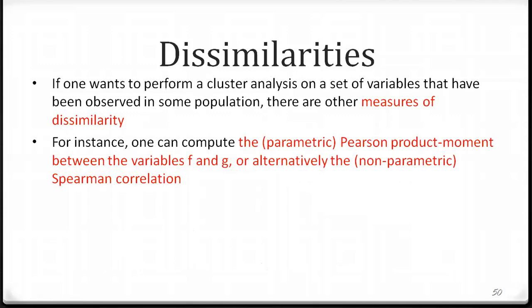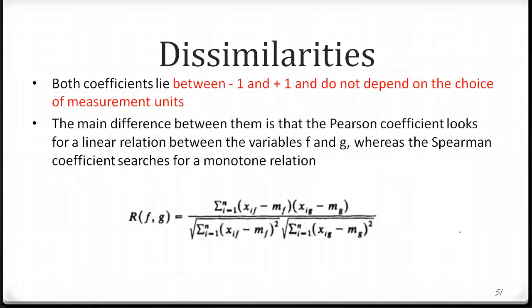As I told you, there are different measures of dissimilarity already available. We can use Pearson's product moment correlation between the variables, which is a parametric measure, or a non-parametric measure, which is the Spearman correlation. So usually you use two different methods to deal with dissimilarities. When you use the correlation techniques, the values always lie between -1 and +1, and these correlation coefficients don't have any units, which is a great advantage for us.